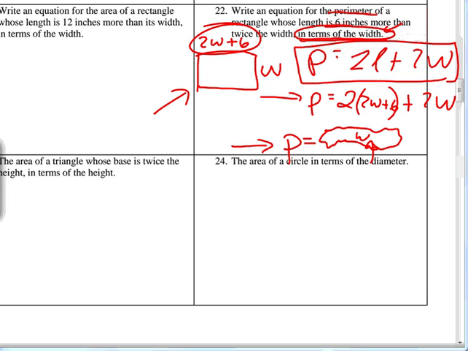All right, let's go on to 24. The area of a circle in terms of the diameter. Ooh, that's a lot like the one we just did a minute ago. I want you to try this one without any of my help. Start by drawing the picture, then label the picture. But remember, you better not label the picture with an R. You should label the picture with a D.